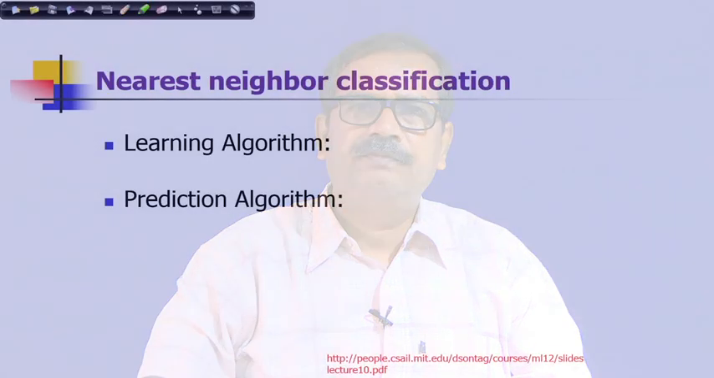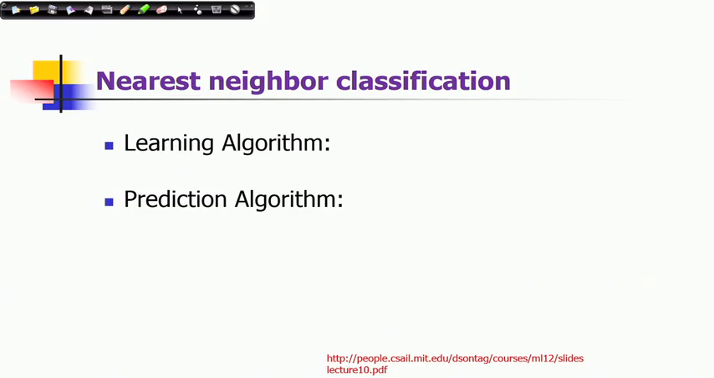We continue our discussion on classification of data points, and in the last lecture we discussed a classifier called naive Bayesian classifier. In this lecture we will be discussing another approach, the nearest neighbor classification scheme. And here the classification approach is quite simple, as we can see here.